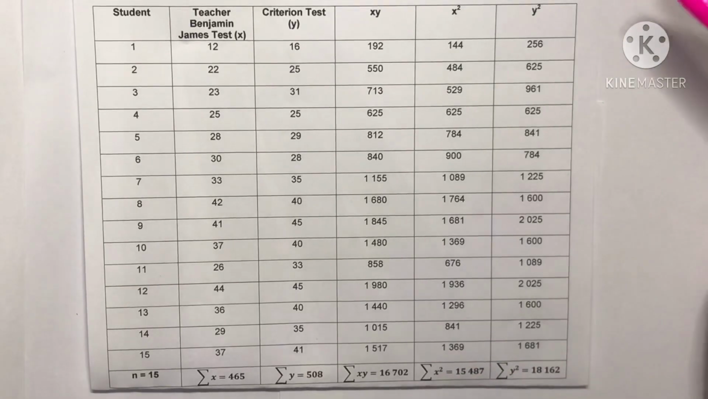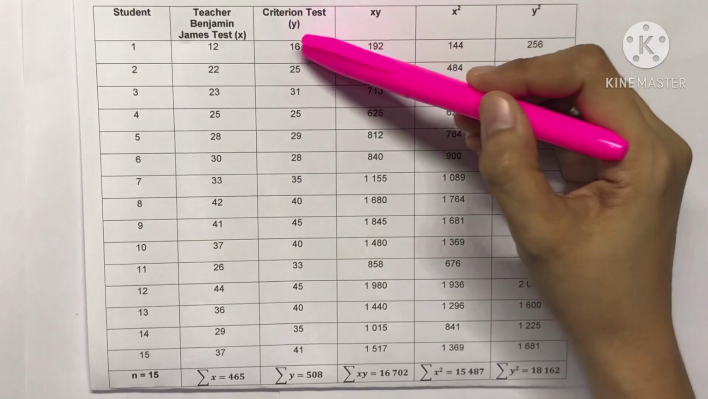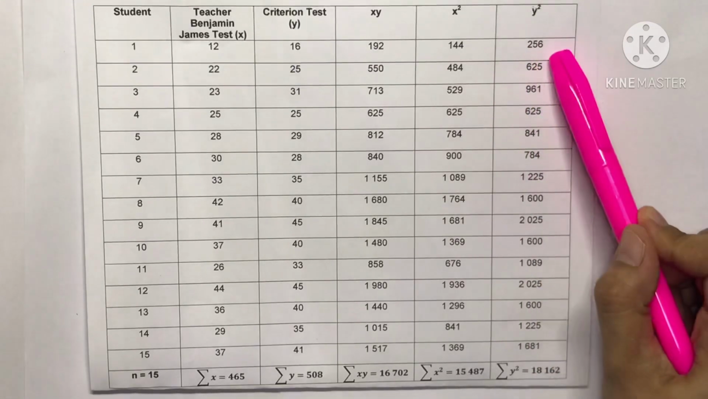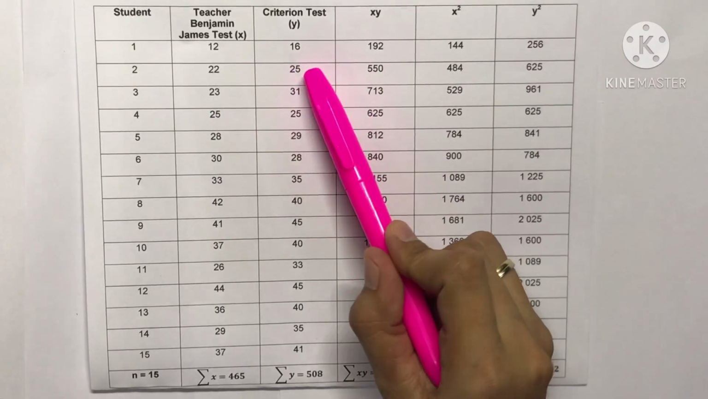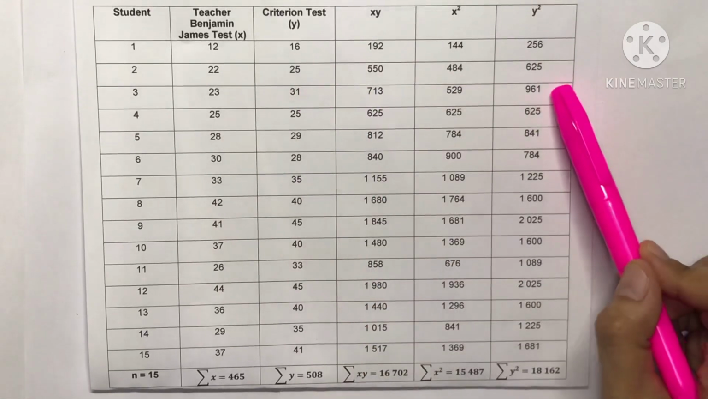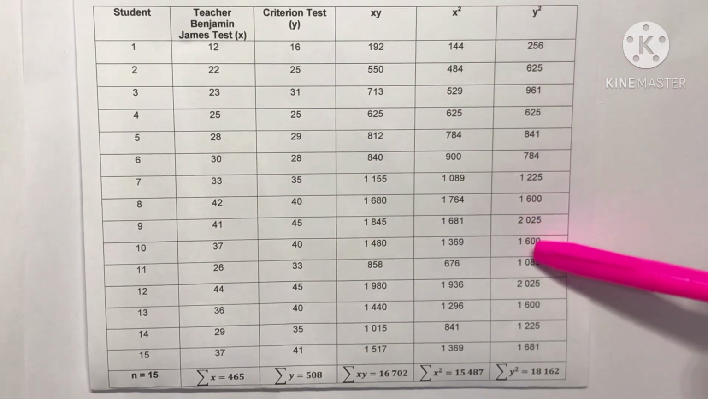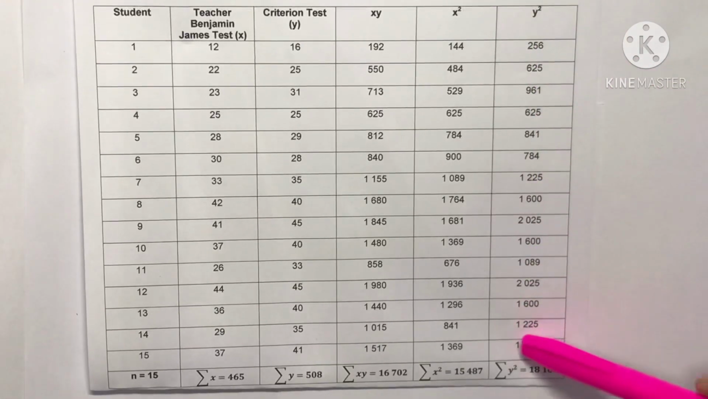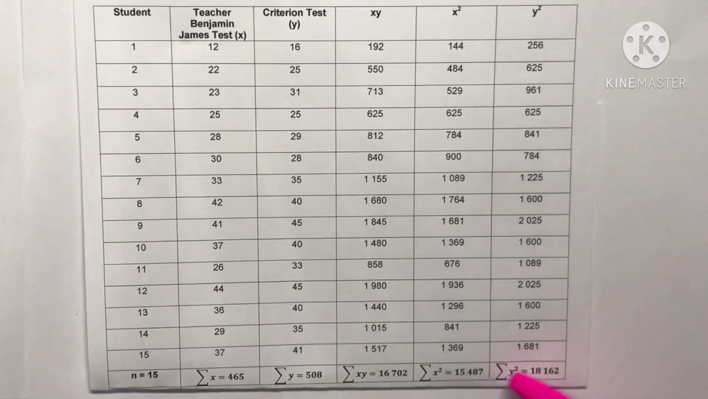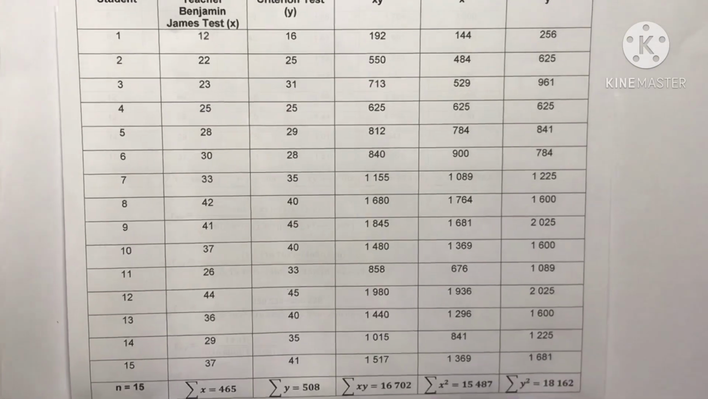So for y squared, we will multiply also y to itself 2 times. So 16 times 16 is 256. 25 times 25, 625. 31 times 31, 961, and so on. So we will get also the total of this. We will add all of this. The result will be 18,162. So summation of y squared is equal to 18,162.